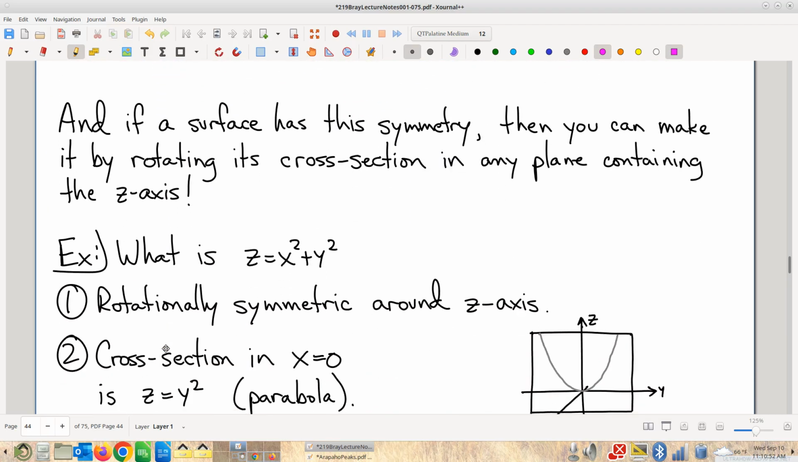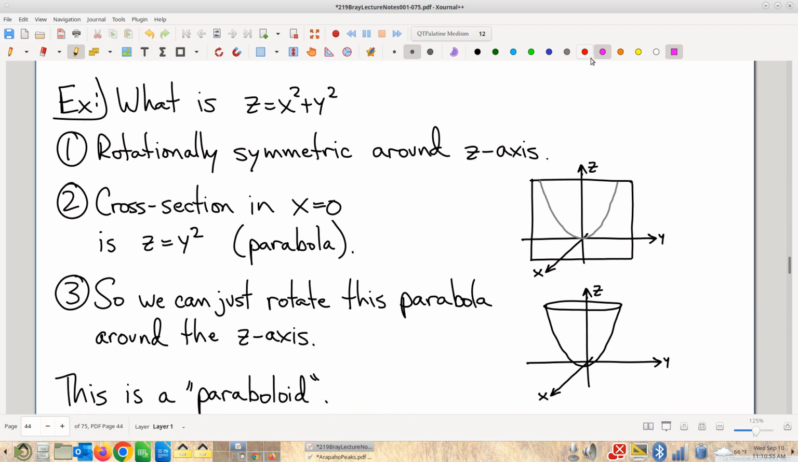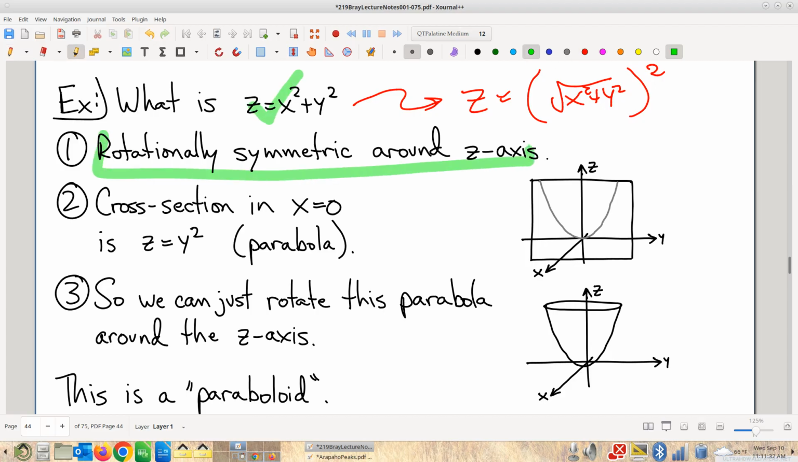Okay, so where this is useful, let's look at this equation right here. Notice it fits the proper form. Now you object about the square roots, but notice I can rewrite this as z equals the square root of x squared plus y squared. So in effect, for our purposes, yes, this equation does involve x and y only in that allowed form. Is that cool? Okay. So I immediately know that this is rotationally symmetric around the z-axis.